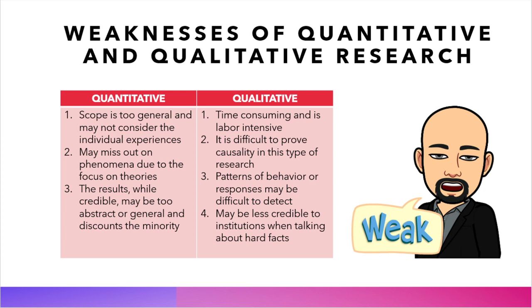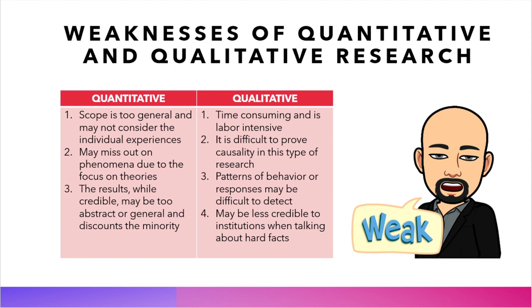In what areas do quantitative and qualitative researches become weak? Okay. So first of all, for quantitative research, the scope is too general and it may not consider individual experiences. As I mentioned a while ago, we're looking at a very large group of people, and because we are dealing with a large group of people, then the individual experiences are not highlighted.